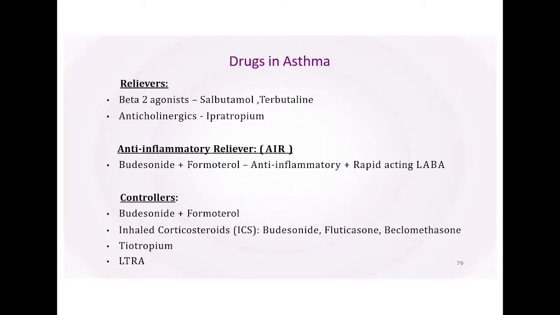So anti-inflammatory reliever, this is the term, a new term again in the GINA. So this was the reliever, now you are adding anti-inflammatory also in this, so this is called anti-inflammatory reliever. If you are using budesonide plus formoterol, then this is called anti-inflammatory plus rapid acting LABA. So formoterol is LABA and budesonide is anti-inflammatory. LABA is long acting, but it's rapid acting.